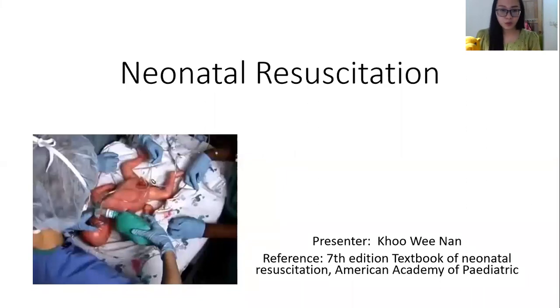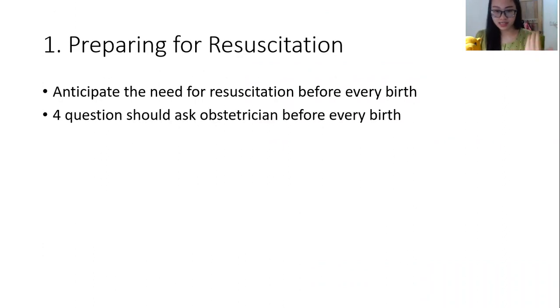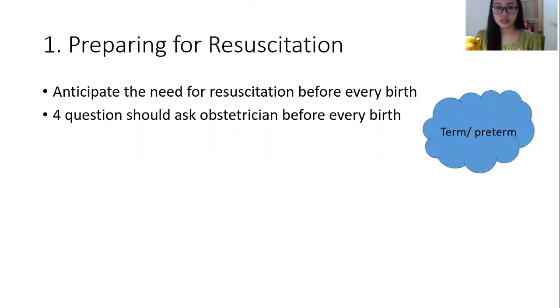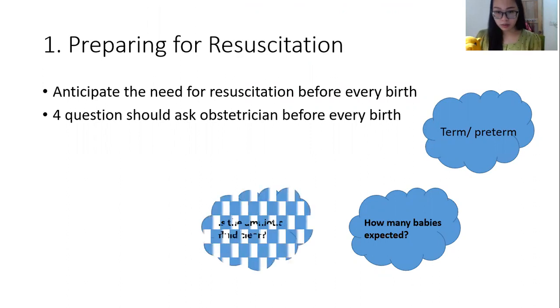In preparing for resuscitation, we have to anticipate the need for resuscitation in every newborn baby. Before we start a resuscitation program, we have to ask the obstetrician 4 questions. First is whether this is a term baby or a preterm baby, because the preparation is different. For example, a preterm baby might require extra equipment like a thermal mattress, a different size of tube, and also the mask. Second question is how many babies are expected, whether it's a singleton or multiple pregnancy.